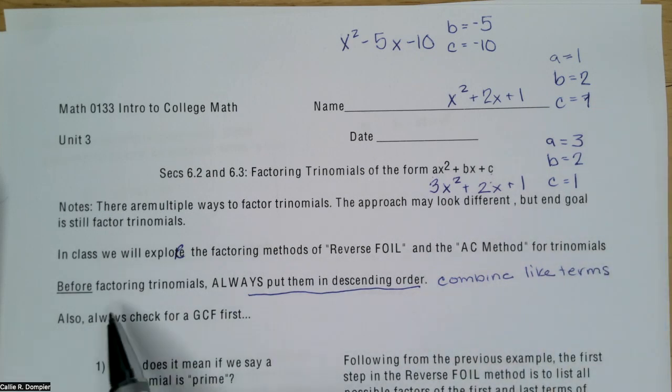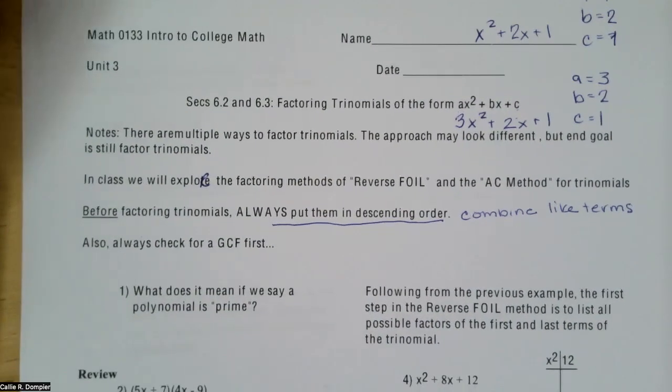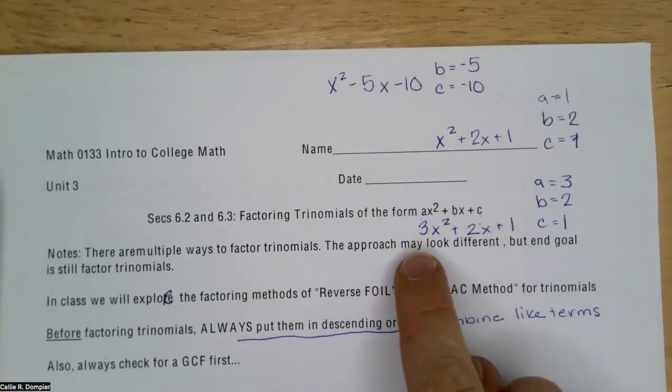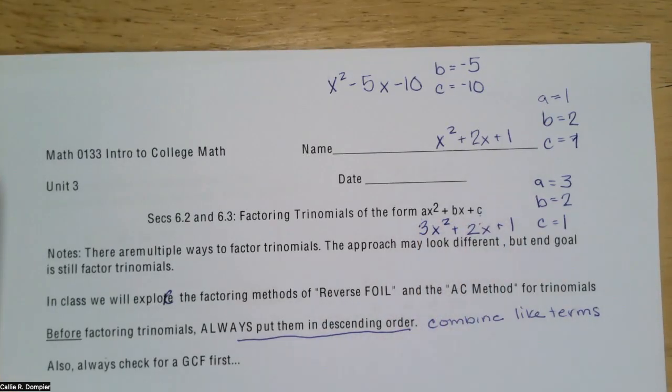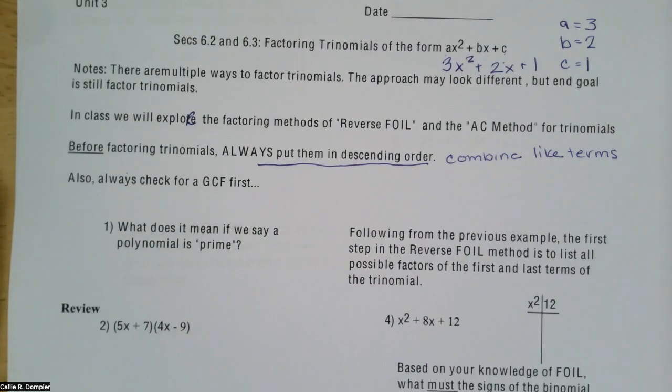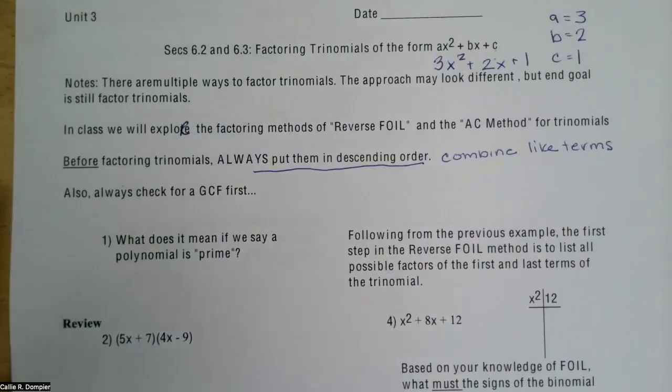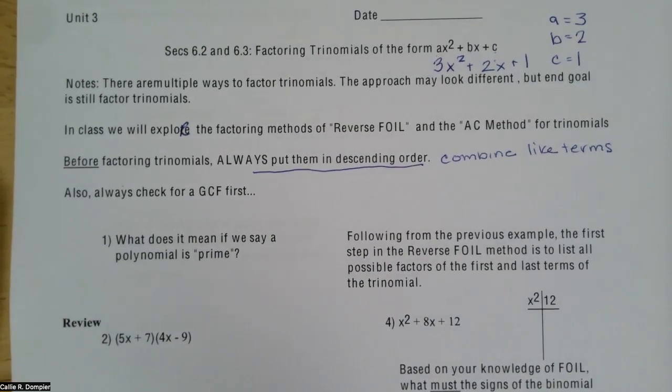And what we're going to do is factor them. The last video was about greatest common factor. So you're taking three terms and you're trying to simplify them using factoring. Check for greatest common factor, put them in descending order, combine like terms. If a polynomial is prime, just like a number being prime, it means you can only divide it by itself and the number 1. You can't factor it any further.